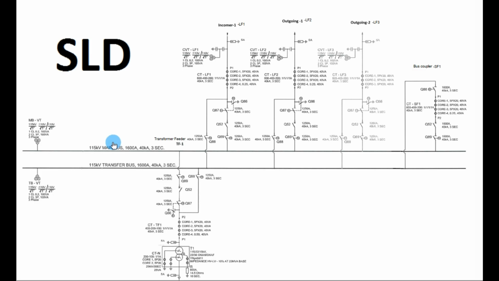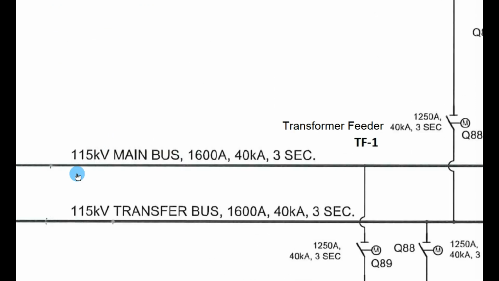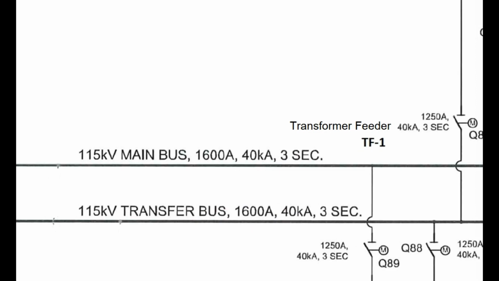First we'll see this. This is a 115 kV main bus, 1600 amps, 40 kA for 3 seconds. The meaning of this is that this bus is a 115 kV voltage bus and it can hold 1600 amps continuously, and it is capable of holding 40 kilo amps for a maximum of 3 seconds. The same is given for the transfer bus also.